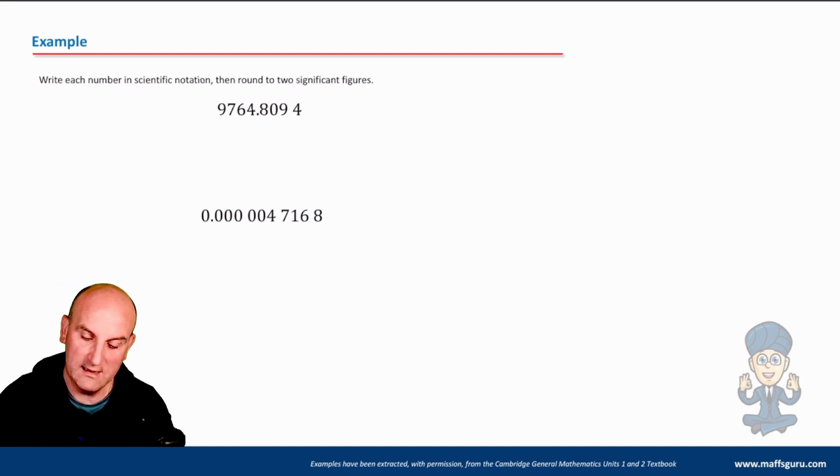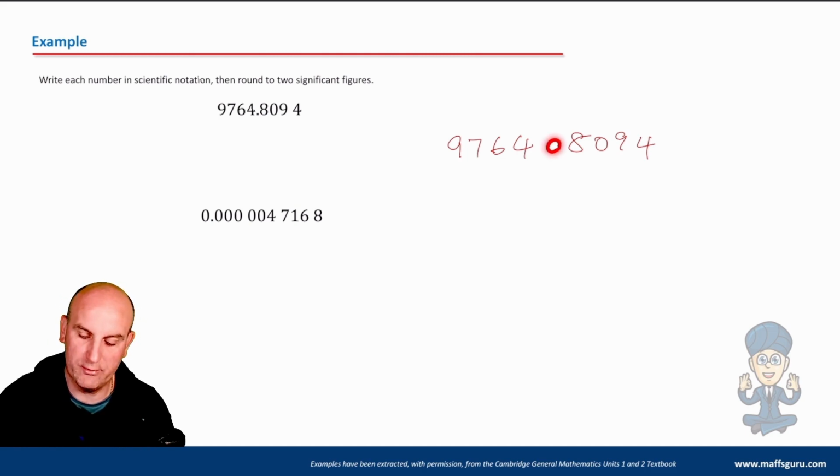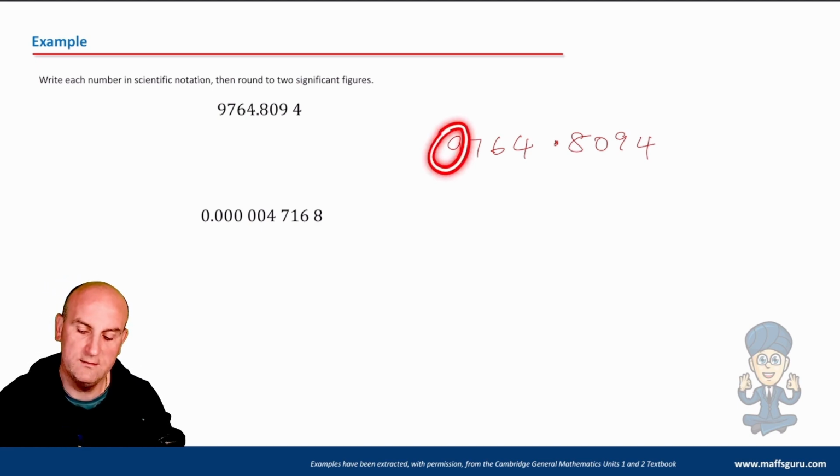And I'm going to write them a little bit over here again. So we've got 9764.809 and then 4. Now, it says round it to 2 significant figures, not decimal places. So in this situation, I'm not starting at the decimal point. I'm going to start at the first non-zero number. Well, if we look at our first number, it's 9. Okay, awesome. So that is now where I'm going to start counting. So that is my first significant figure. That is my second significant figure.